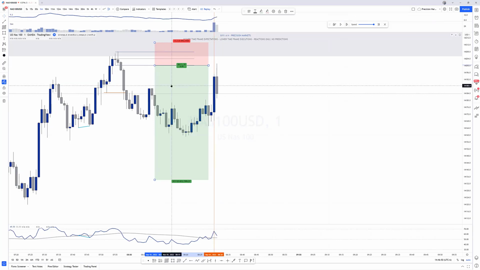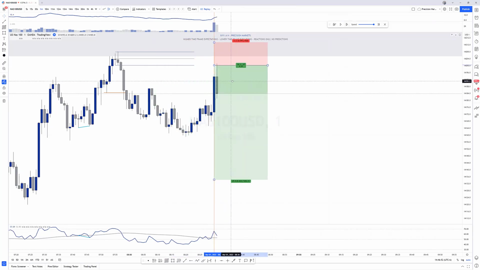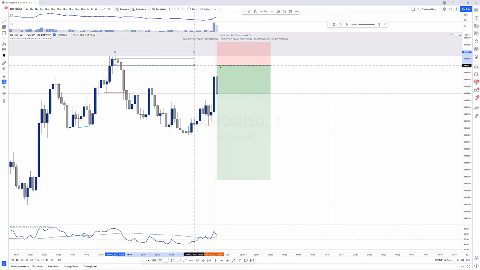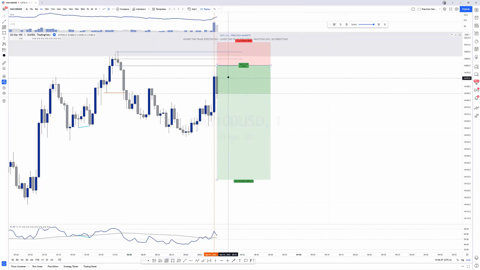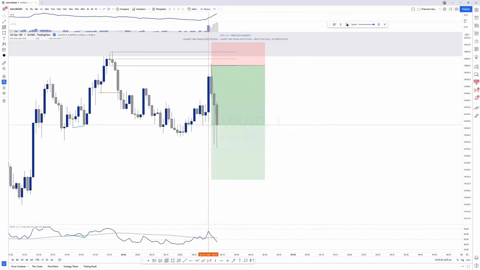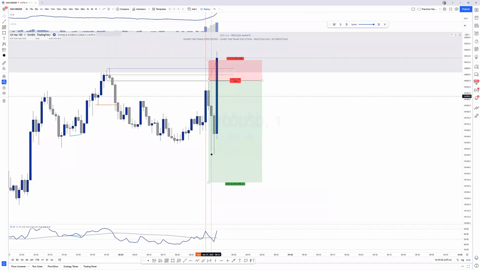All right, we get tapped in. Make this a little bit larger. Okay, we get tapped in right here. So let's see what happens. We were in profit. Roughly, we're up about 3 R. And literally, the market went straight through our trade and straight through our stop loss.